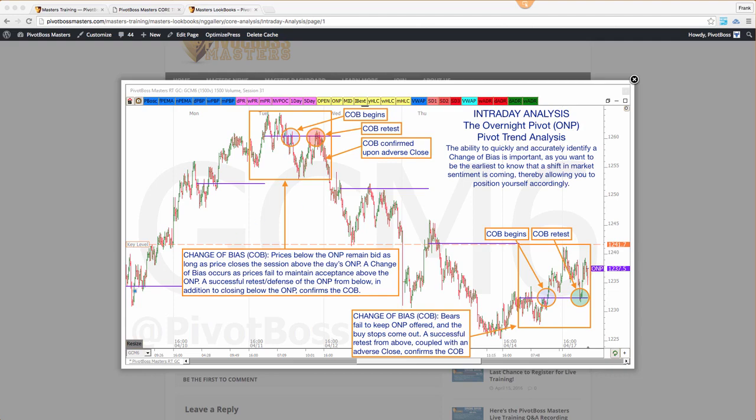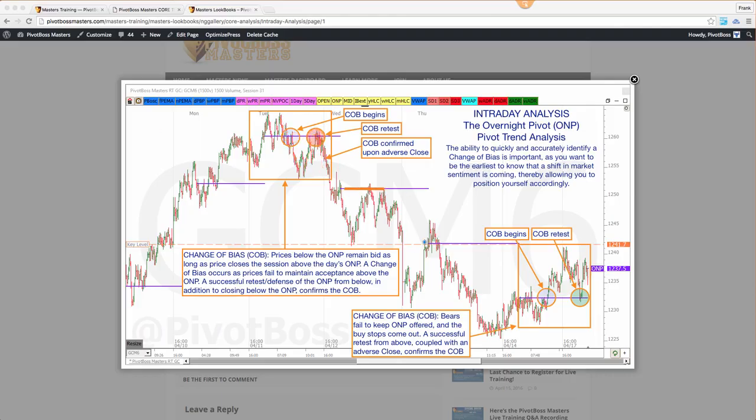And so you can see in this mini uptrend here, that's what the change of bias looked like. The change of bias was failing to stay bid and going to new highs. So then when it rotates back, it fell through the level. Once it returned to the retest zone, it was defended and price closed adverse to the key level.